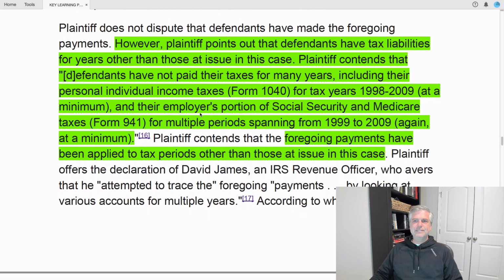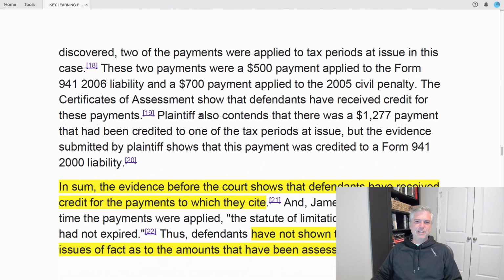And the IRS says, yeah, you paid that, but that's not what we're suing you for. In other words, the money you paid went to other tax years, other tax assessments. What we're suing you for, you don't get any credit for that money because it's already been used elsewhere. And the judge agrees with that.